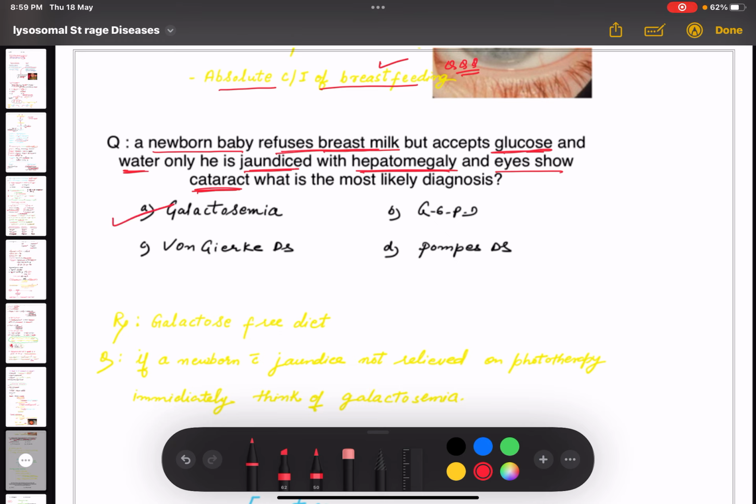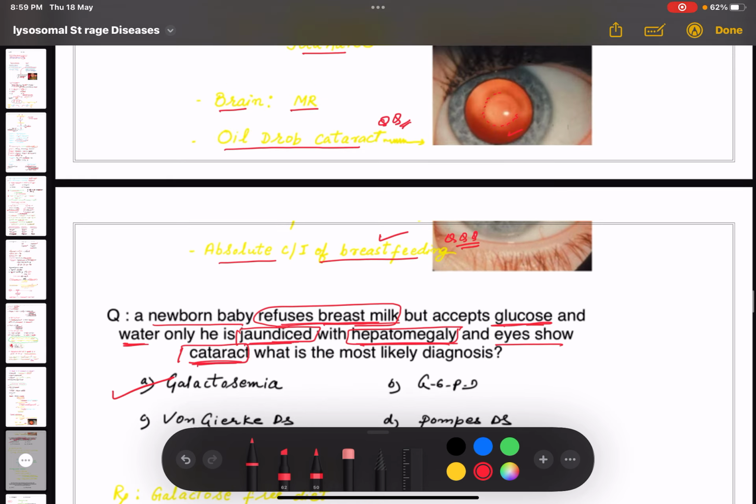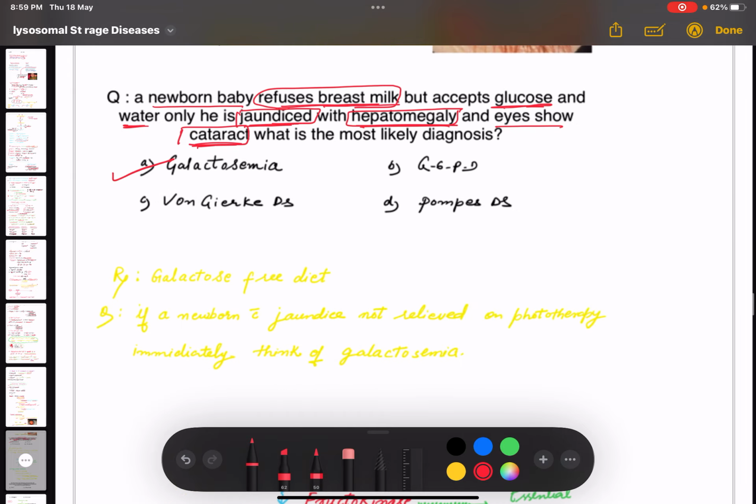See guys, baby refuses breast milk. Why? The breast milk contains galactose. That's why the baby is refusing. I have told you galactose 1-phosphate will accumulate inside the liver. Therefore, the patient will be having hepatomegaly and jaundice. And also galactose 1-phosphate will accumulate inside the eyes. Therefore, the patient will be having cataract. Which cataract? Oil drop cataract. I hope this is clear.